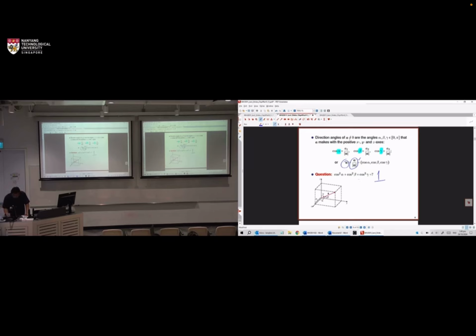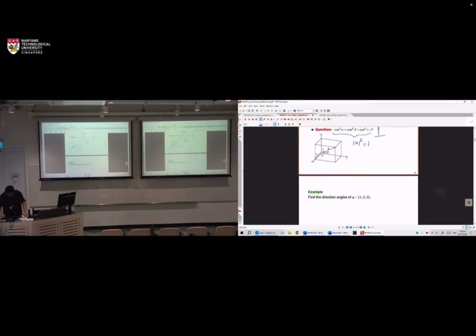And this is equal to 1 because this is actually your u dot u. Basically it is your u squared. So the unit length is 1, then you square it, so you get back 1. Nothing much. I don't want to harp too much on this.